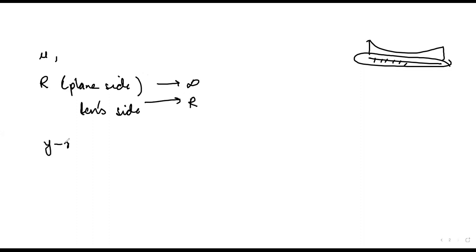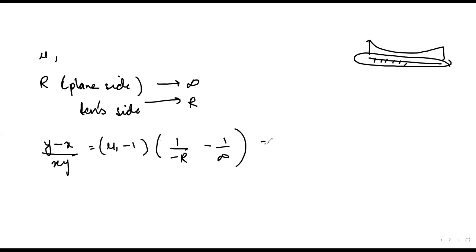Now see, y minus x divided by xy gives mu1 minus 1. Just put everything in the lens maker formula: 1 by minus r minus 1 by infinity. So 1 by infinity is 0. So this will be mu1 minus 1 multiplied by minus 1 by y. Why have I written y? Because r was equal to y, which we concluded.